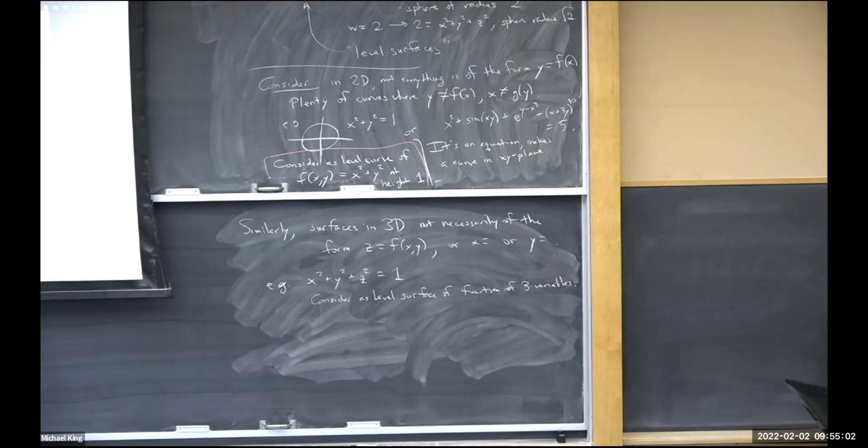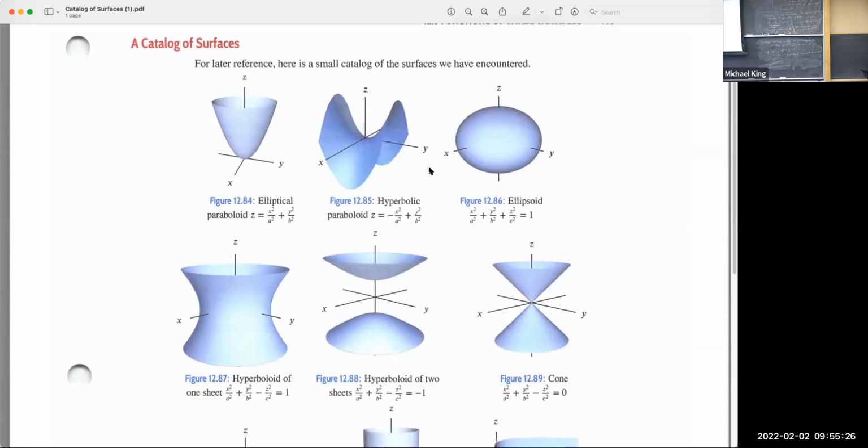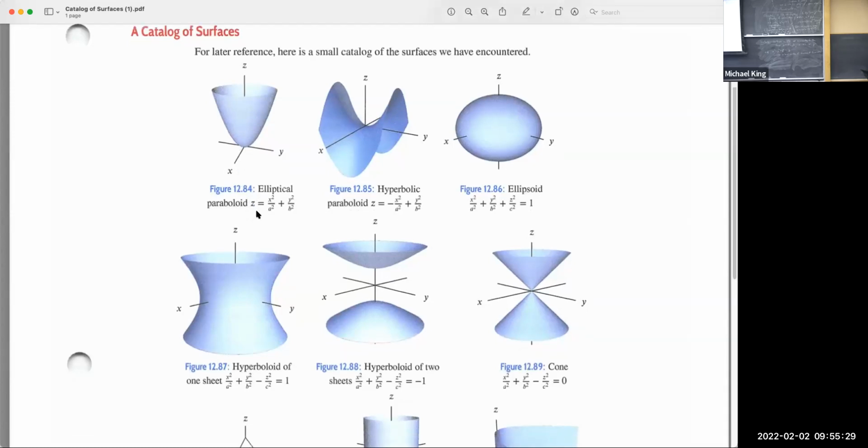So I will show you a couple things, one of which is this picture in the book that I like. I guess it's page 735. Real fast. This is some of the surfaces we're encountering, right? These all have A's and B's, which stretch things, but you could always just think about A and B equaling 1. If A and B equal 1, you just get z equals x squared plus y squared, the bowl shape, which is called a paraboloid.